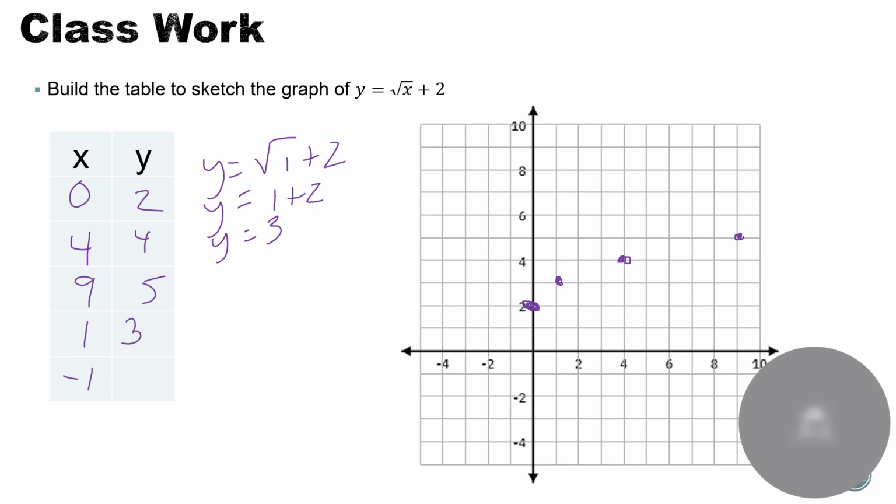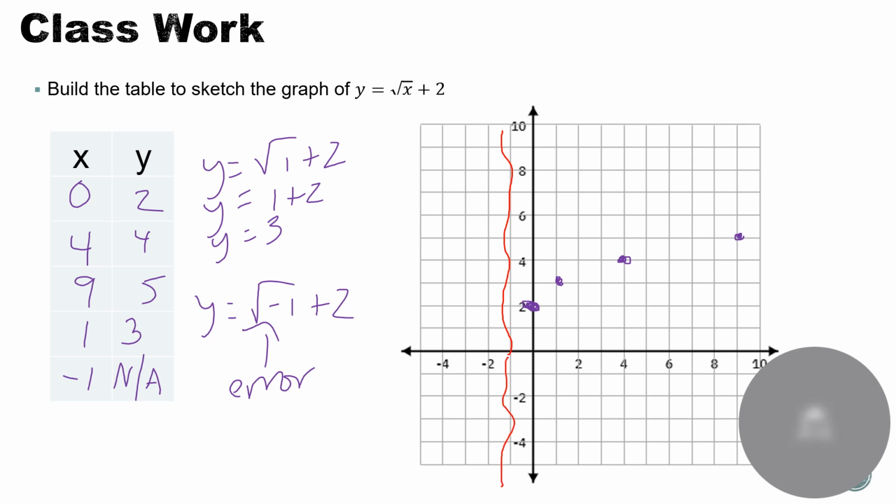All right. And then my last one, y is equal to the square root of -1 plus 2. That is going to error on you. And so I'm going to just say not applicable. That's what NA usually says, like means not applicable. So what that means is that there actually is no y value. It means that over here, where x is equal to -1, there's no point there. Like that graph doesn't actually exist there.